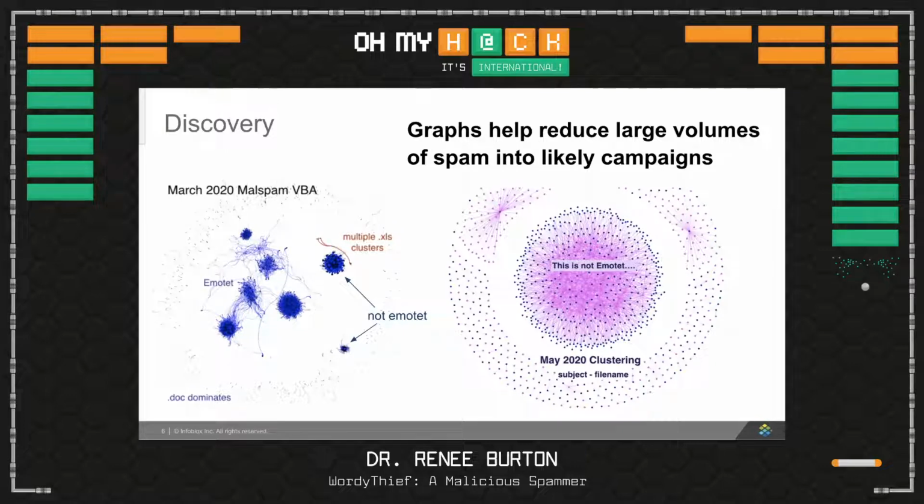So we saw that it was not Emotet, but it was very large. And then we used that for discovery, and determined in fact that it was an actor that we hadn't seen previously. We were able to unroll their history and actually track them on a regular basis.